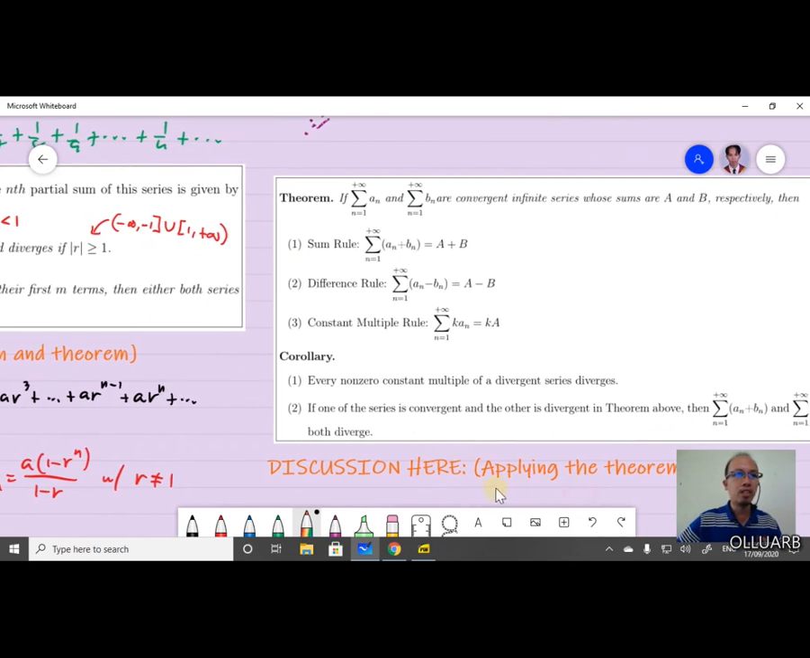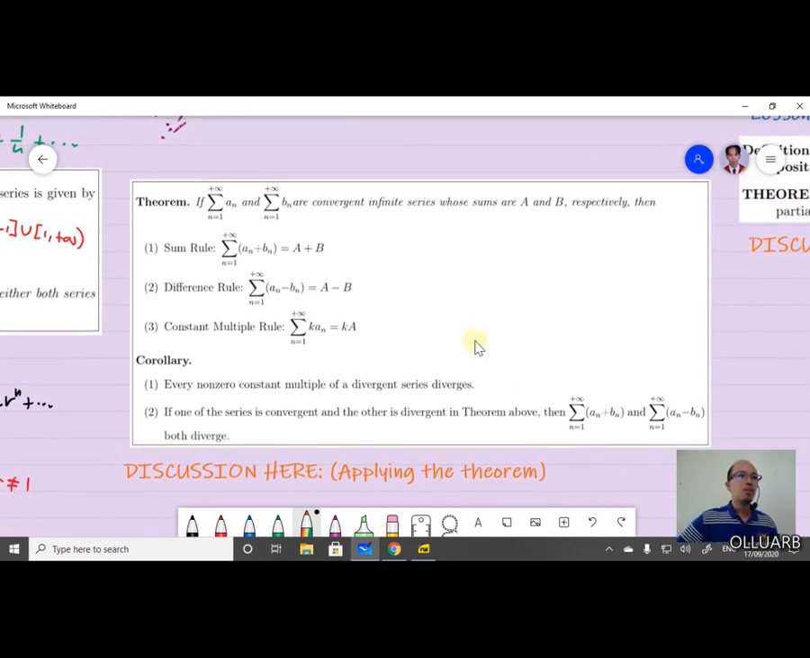So for the last one, finally, this is very familiar. This is the same as the finite summation. So you are given a convergent series A sub n and B sub n. The sum of the first series is A, while the sum for the second series is B, which is known to be convergent. And the sum rule says that if this series A sub n and B sub n is convergent, then you can add their sum. You can also get the difference of the given series, and you can also multiply a constant to the given series if it is convergent.